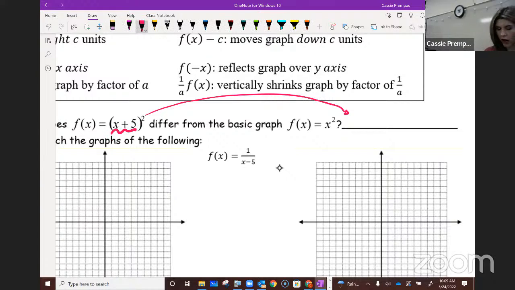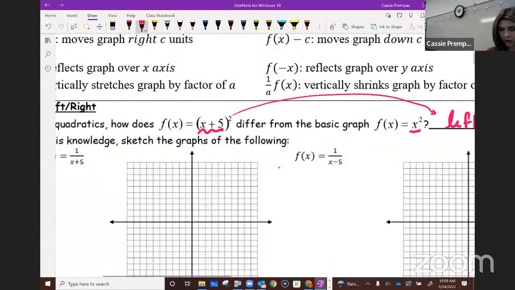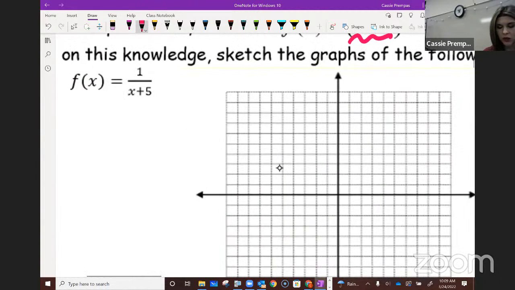How does this graph move from this one? Good, left 5. And the key that you have to be able to recognize is that the plus 5 is with the x. So in this new graph, when the plus 5 shows up inside with the x, in fact, I could put parentheses around it if I wanted to, because there's always invisible parentheses recognized in the denominator. When it's inside with the x, it's going to move left or right. In this case, how do you think this graph is going to move? Left, good. It's going to go left 5 units.